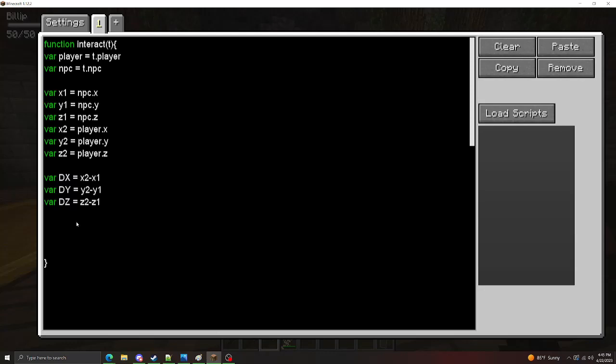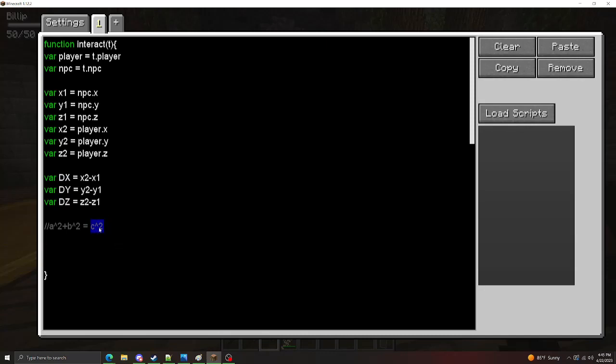So I'm sure you all know a squared plus b squared equals c squared. Well, we're going to do the same thing here. We're going to do the change in x squared plus the change in y squared plus the change in z squared is equal to the distance between us squared. So let's set that up really quick.